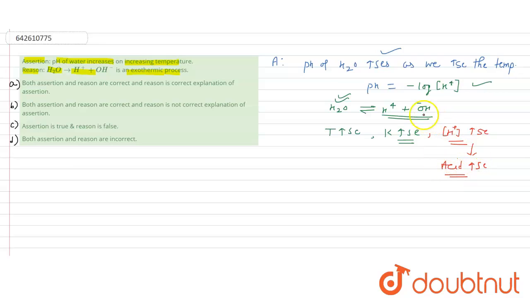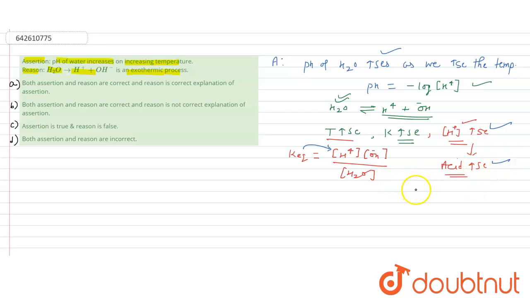So if we increase the temperature, K increases, and that means the concentration of H positive ions increases, because I can write the equilibrium constant K as the concentration of products, that is the concentration of H positive ions times the concentration of OH negative ions, divided by the concentration of water. Now you can see that K is directly proportional to the H positive ion concentration. So if temperature increases, K increases, and the concentration of H positive ions increases, and as a result the acidic character increases.